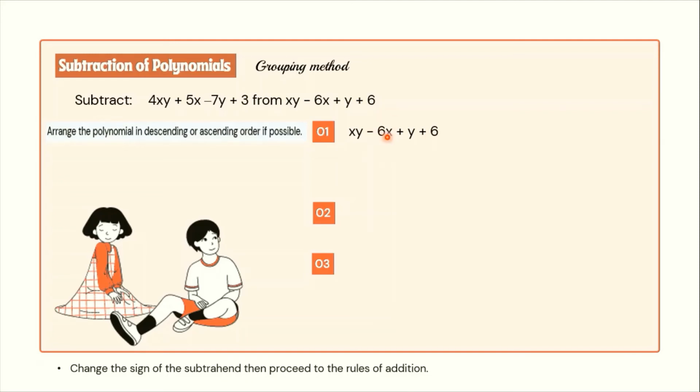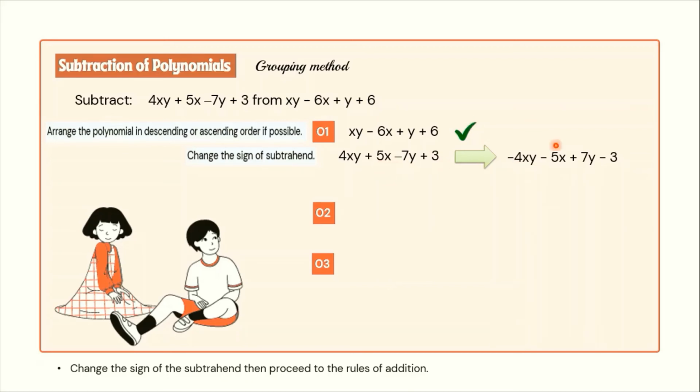So, ito na yung uunahin natin na polynomial because this is the minuend. Siya ay nakaayos naman into descending order. Next is the subtrahend. Okay naman siya, naka-arrange naman siya into descending order. However, since we know that this is the subtrahend, we need to change its sign. So, from yung original sign niya na ganito, siya ay magiging yung kabaliktaran niya. From positive 4xy, magiging negative 4xy. From positive 5x, magiging negative 5x.